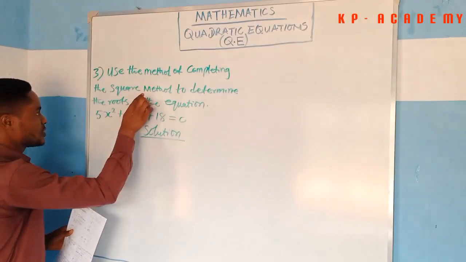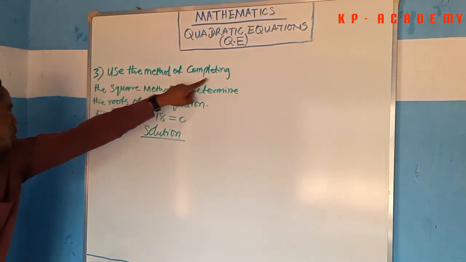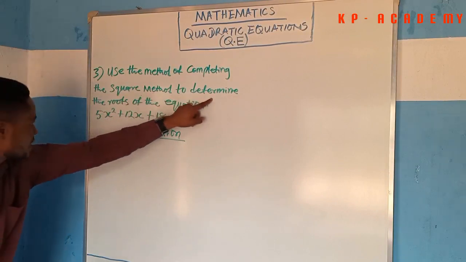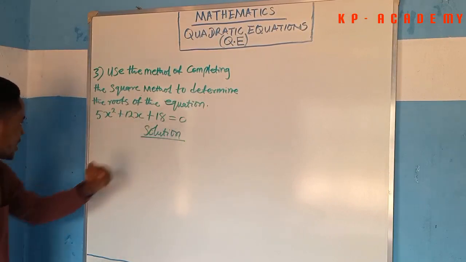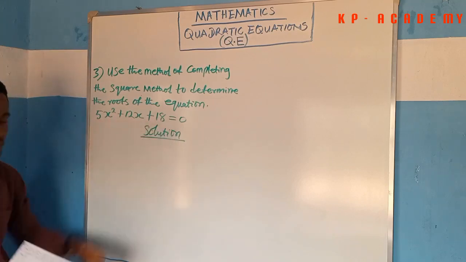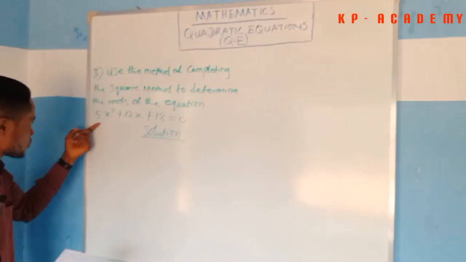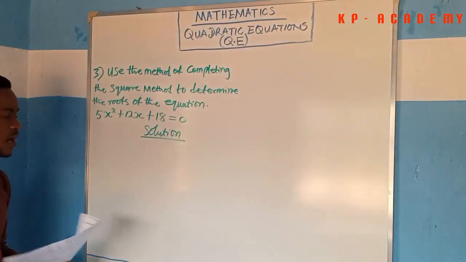All right. So in this question, we are asked to use the method of completing the square to determine the roots of the equation, which is this equation that says 5x squared plus 12x plus 18 is equal to 0. In other words, we are asked to solve this quadratic equation using the completing the square method. So how do we do that?